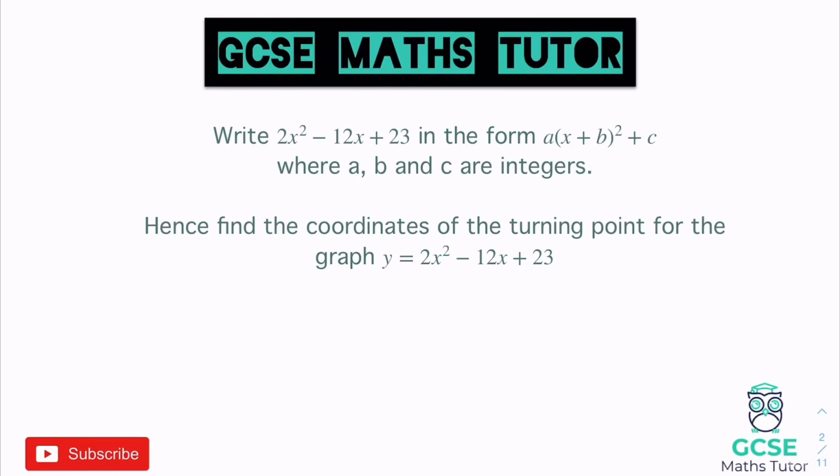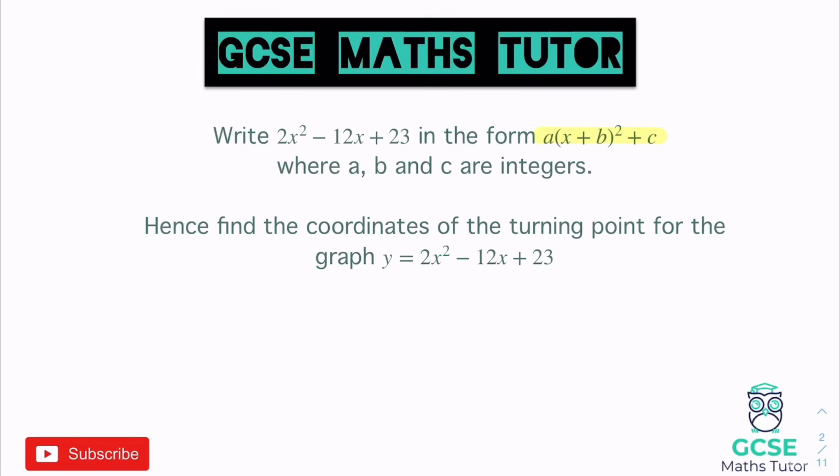Okay, so we've got a very similar question here, and again we have a 2 in front of our x squared, so we're going to have to factorise a 2 out as well. But it says write out this quadratic in the form a brackets x plus b squared plus c. Obviously it doesn't say to complete the square, but that is completed square form, and it's all about recognising that this means complete the square. It says a, b and c are integers, just meaning they're whole numbers, but it doesn't specifically tell us to complete the square. We just have to recognise it and know that when we complete the square, that's what our answer is going to look like. And it says here, hence find the coordinates of the turning point for that graph.